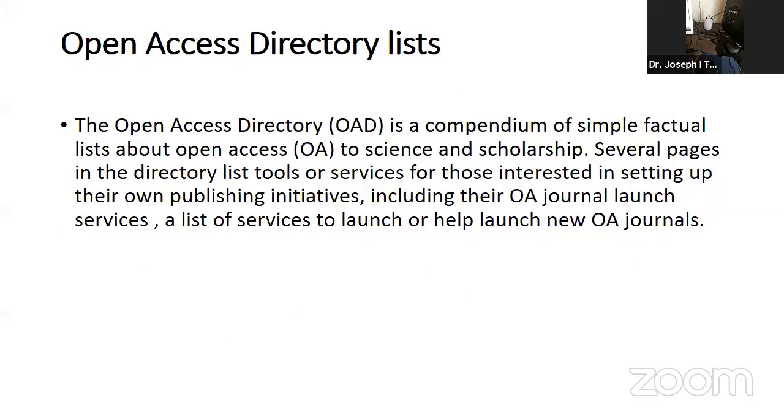Open Access Directory List. OAD is a compendium of simple factual lists about open access to science and scholarship. Several pages in the directory list tools or services for those interested in setting up their own publishing initiatives, including their open access launch, and discuss services to launch or help launch new open access journals. That's Open Access Directory List.